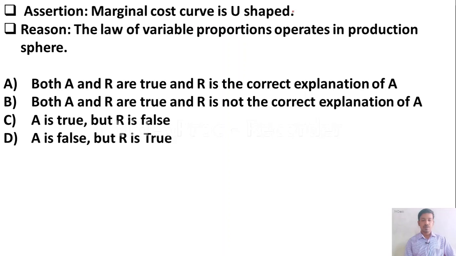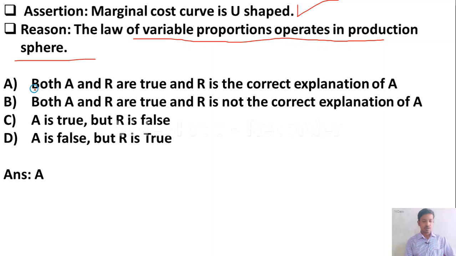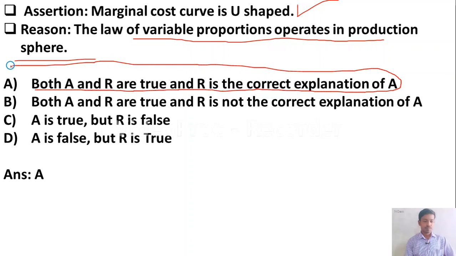Assertion: marginal cost is U-shaped. Yes, this is correct. As we all know, marginal cost is U-shaped. The reason is the law of variable proportions operates in the production sphere. Four options are there. The right option is option A. Both A and R are true, and R is the correct explanation of A.